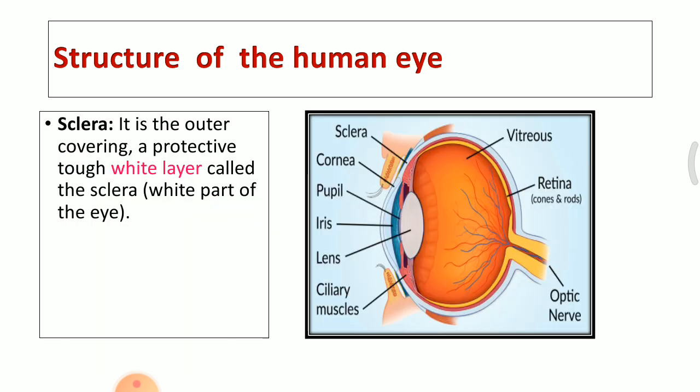The first part is sclera. Look at this image and see the sclera. The sclera is white in color, placed at the outer part of the eye. So it is the outer covering, a protective tough white layer called the sclera. The white part of the eye is called sclera. It is a very tough, protecting cover.